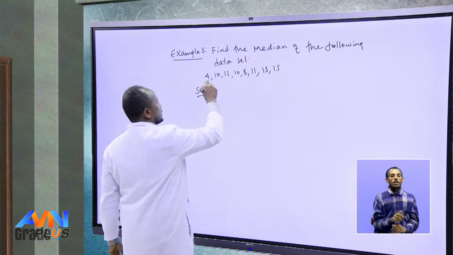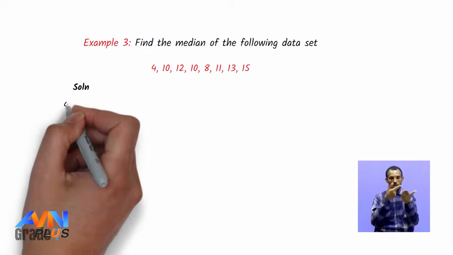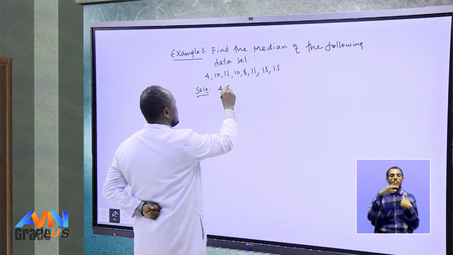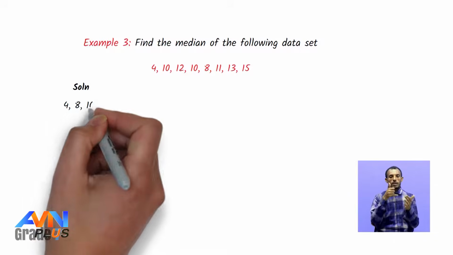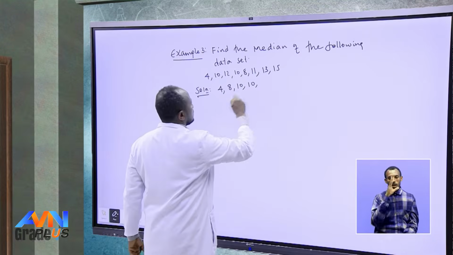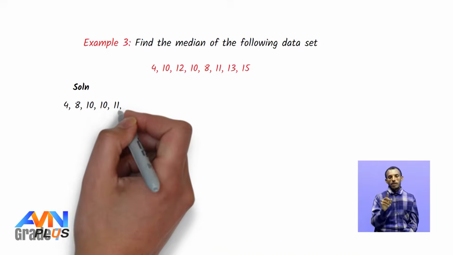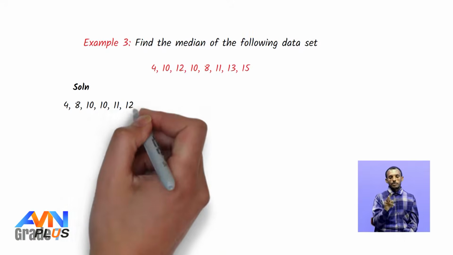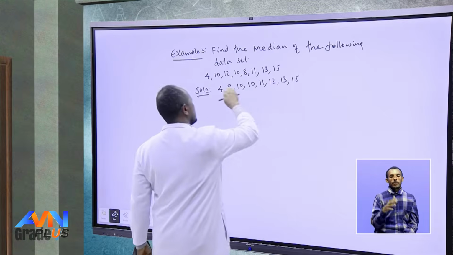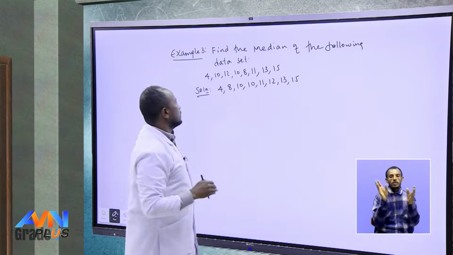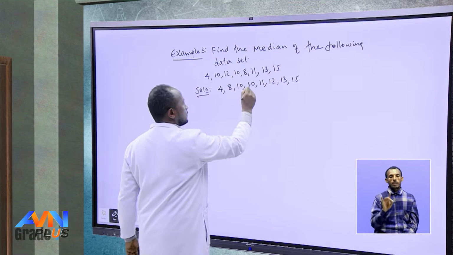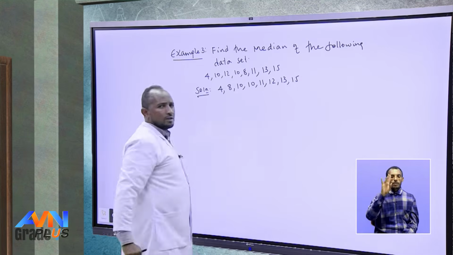So here, the smallest integer is 4. Next to 4 it is 8. Next to 8 is 10. Next to 10 we have 10 again. And next to that we have 11, 12, 13, and 15. Simply we arranged the dataset in ascending order. Let's count. 1, 2, 3, 4, 5, 6, 7, 8. We have 8 data. That's correct.